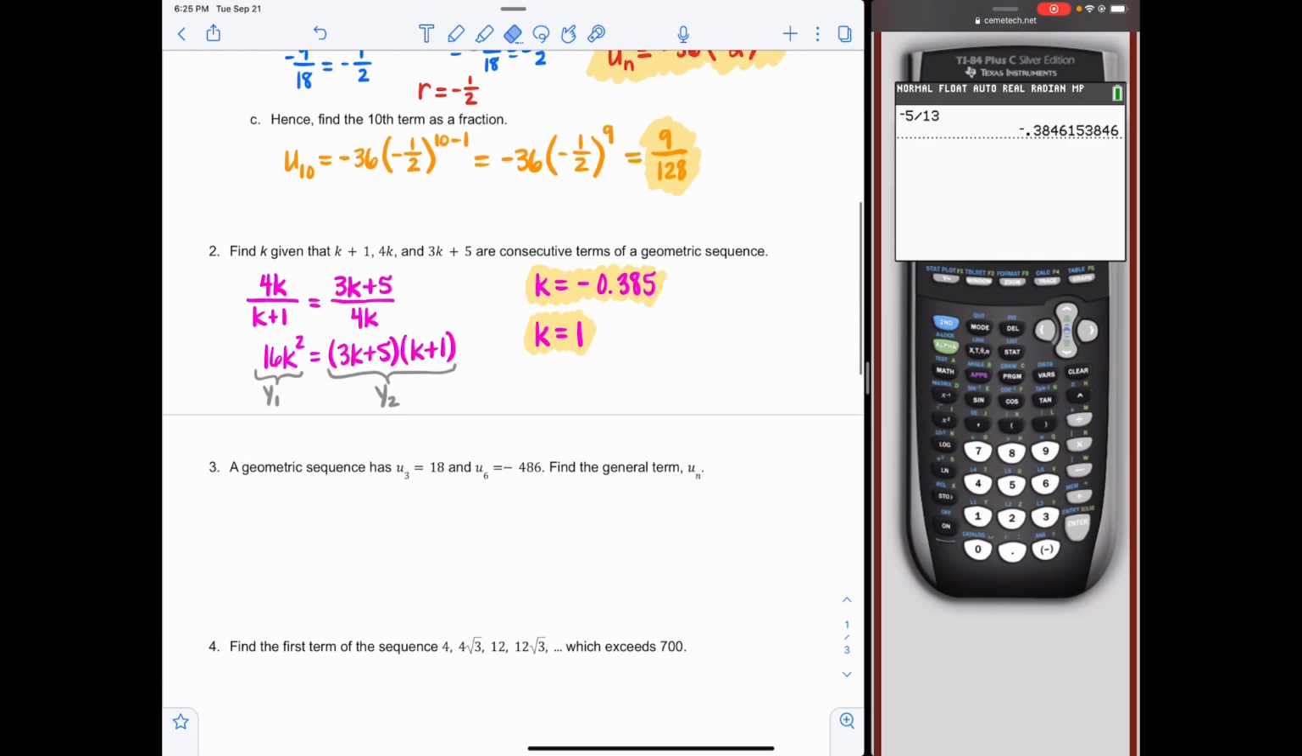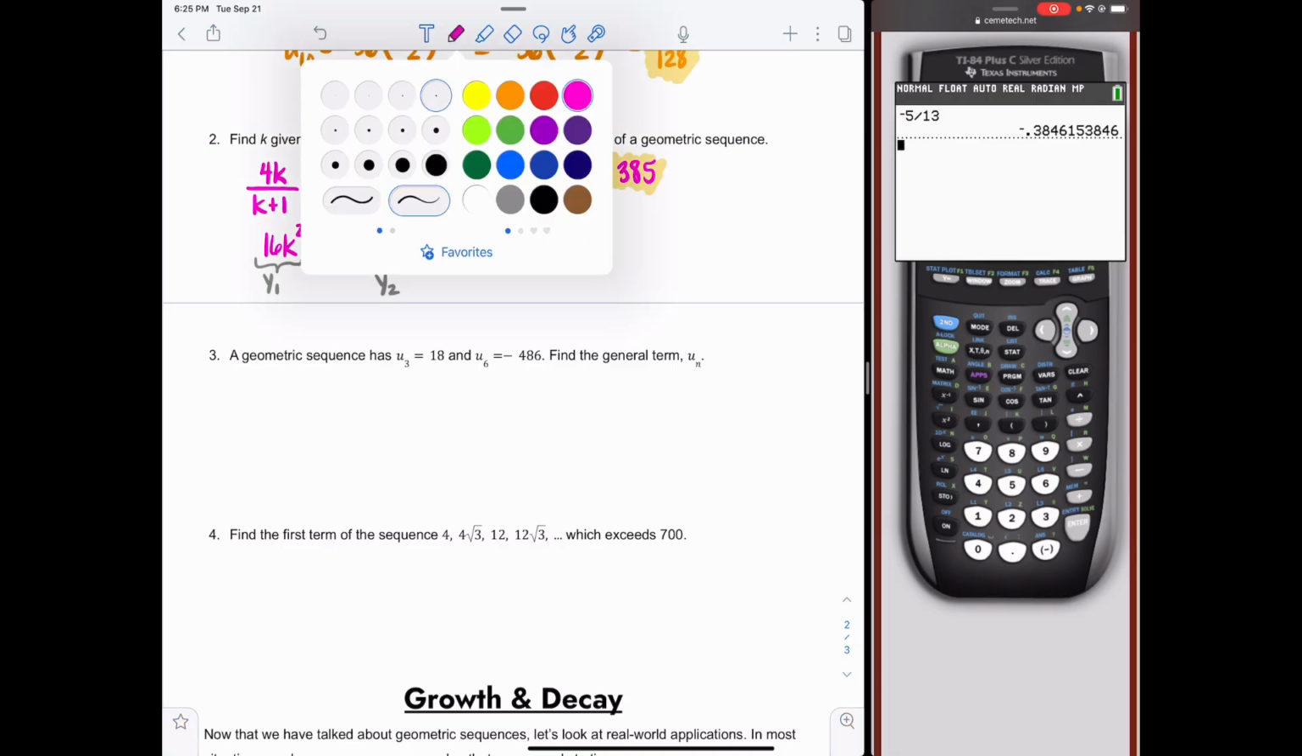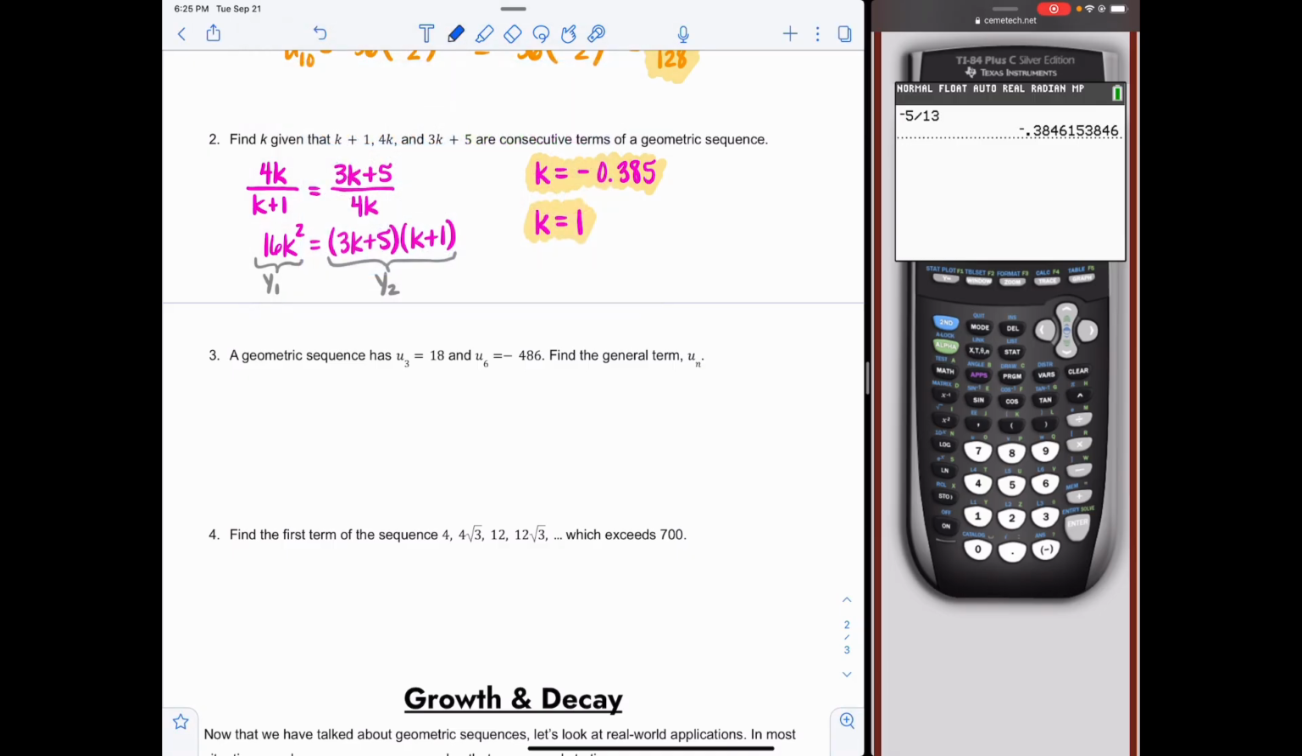All right. So now let's look at number 3. It says a geometric sequence has u sub 3 is equal to 18 and u sub 6 is equal to negative 486. We want to find the general term or the general function. So in order to do that, we need to use the information that we have. So when we use the information, we see that the third term in the sequence should be 18. And the sixth term in the sequence is going to be negative 486.